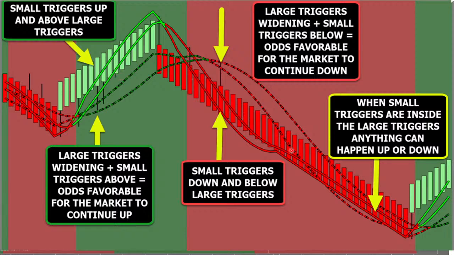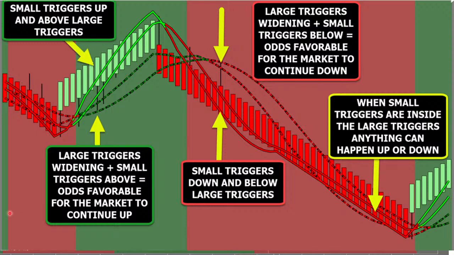And then when your scissors close, when the smalls return inside of the large, we call this a weakening of the large triggers. I personally think that in order to really have that highest level of confidence with momentum, you should be able to recognize strength. And then it's equally important to recognize weakness. And when I have these weakened triggers, guys, anything can happen up or down.